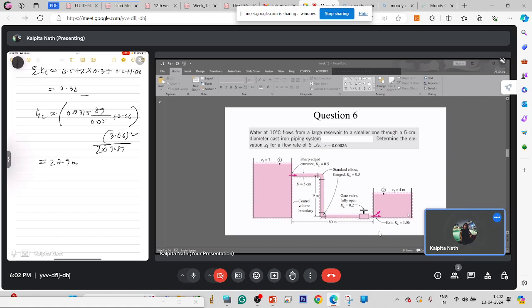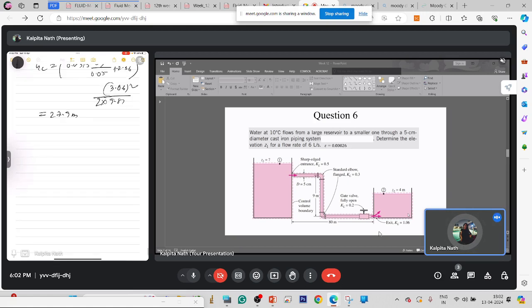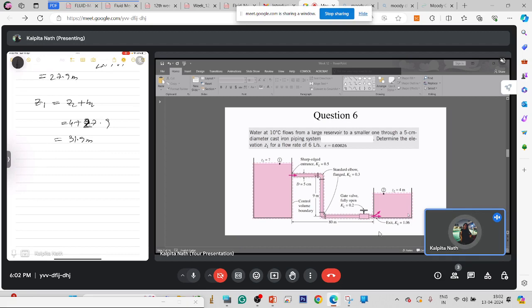Right? So the elevation of the source we also need to find out. This is Z2 plus HL, so this is 4 plus 27.9. This will come out to be 31.9 meters. The free surface of the reservoir may be 31.9 meters above the ground level to ensure the water flows between the two reservoirs at the specified rate. Yeah. So we have a few more questions left, and those are relatively easy questions. So I think we'll complete by today itself.